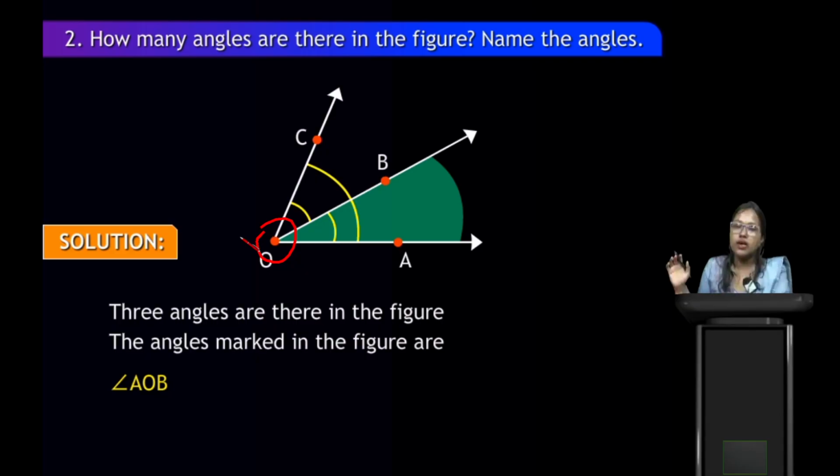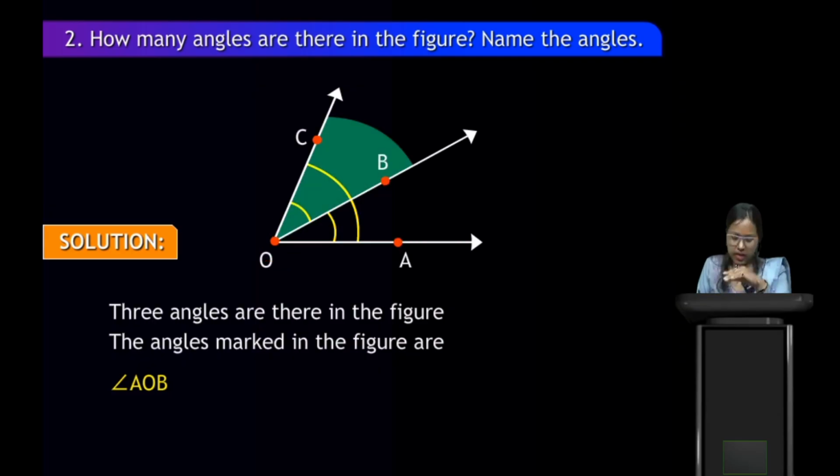So now what are the names? The first one you can see is the highlighted portion 1, the green colored portion. What is the name of this angle? Yes, very good. Angle AOB is the required angle. Now the next highlighted one. Can you tell the name of the next highlighted one? What is the name of this angle? Yes, very good. Angle BOC.